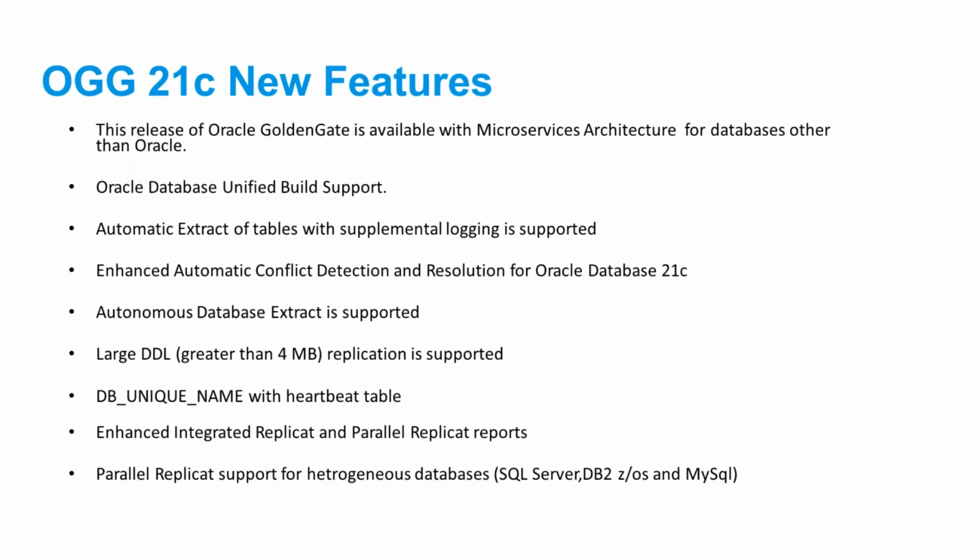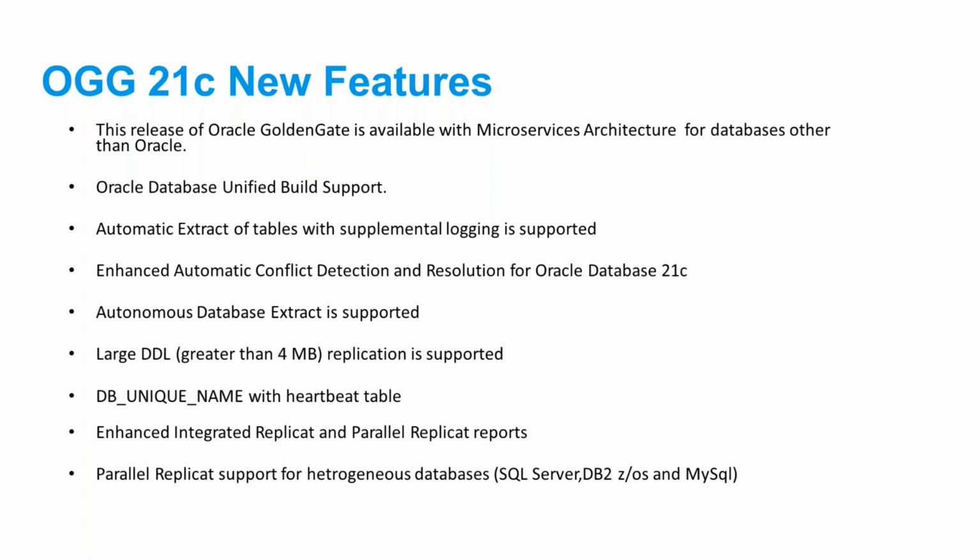Then you can replicate large DDL as well. Prior to 21c, your DDL needed to be less than 4 MB. If it is greater than 4 MB, it could not be replicated using Oracle GoldenGate. Then DB unique name now comes with the heartbeat table. If you know what a heartbeat table is, DB unique name now comes there. Prior to that, it didn't used to come. It is used to identify when you have multiple heartbeat tables created. Then enhanced integrated replicat and parallel replicat reports. So the reporting of integrated replicat and parallel replicat is also enhanced.